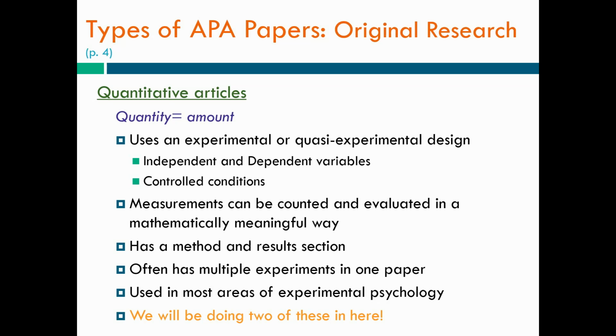Independent variables are variables that you manipulate. So these are the variables that researchers have control over in a study. Dependent variables are variables that are measured in the study.